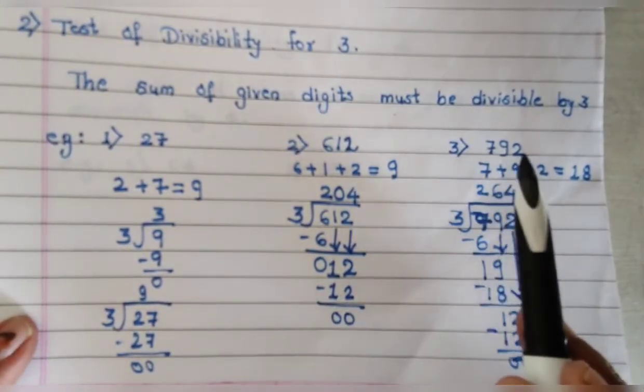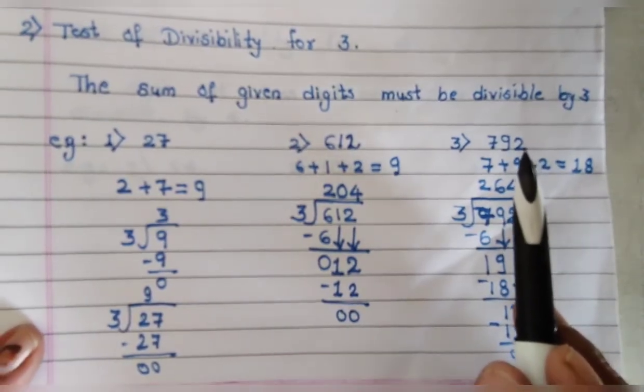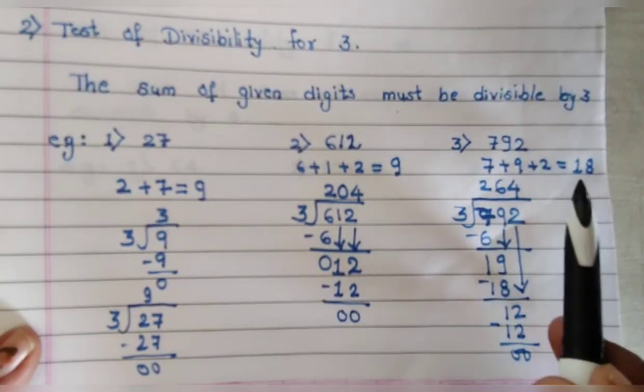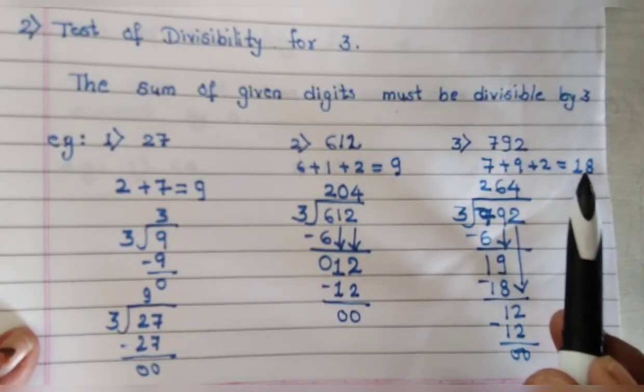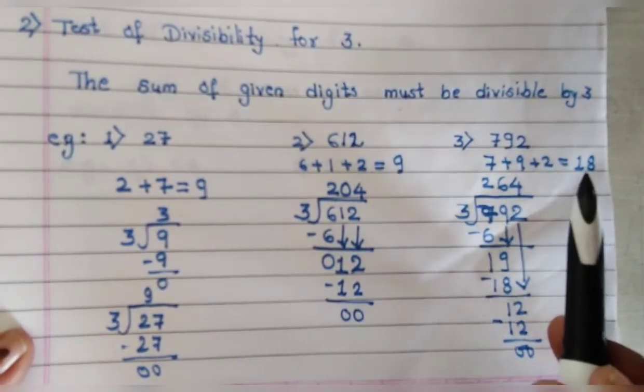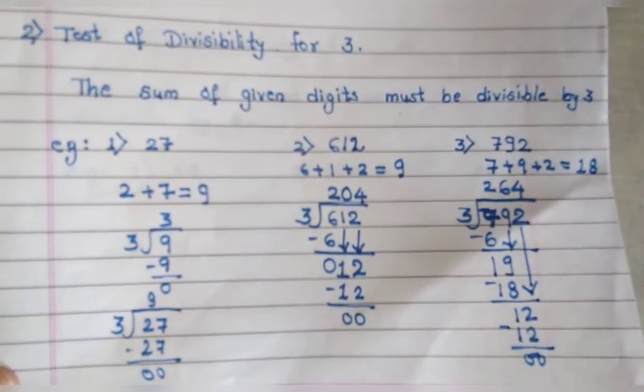So just looking at the digits, what is the shortcut you are going to remember in this? The shortcut is you have to add all the digits. After adding, whatever answer you get, if that answer is divisible by 3, then you can be 100% sure that the given number is also divisible by 3. I hope, students, you understood.